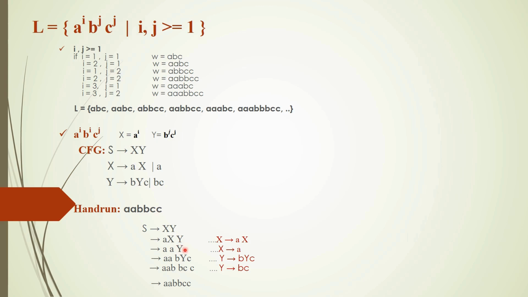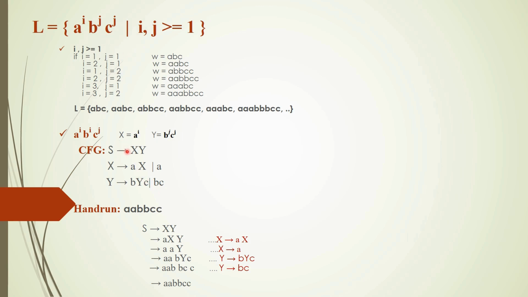Then we have to generate bbcc, so by using y we have to generate two b's and two c's, so I substitute this y as bcy. It means by this derivation b and c are already generated, and we have to generate only b and c one more time, so that's the reason why we substitute this y as bc directly, not using bcy. After this derivation our expected string is already generated over here. It means this grammar is able to generate this language.